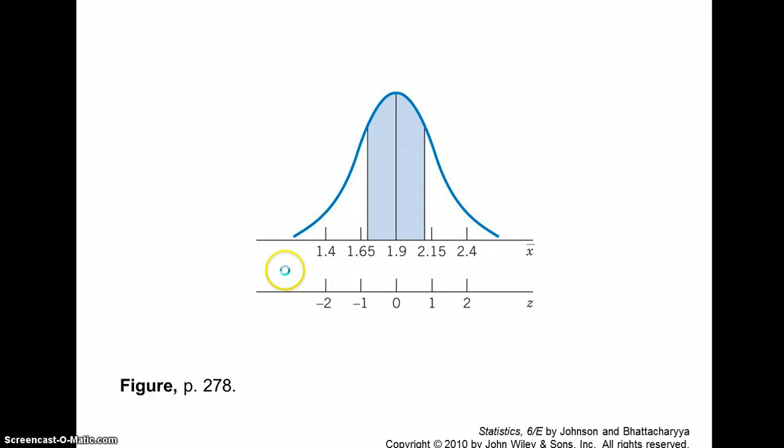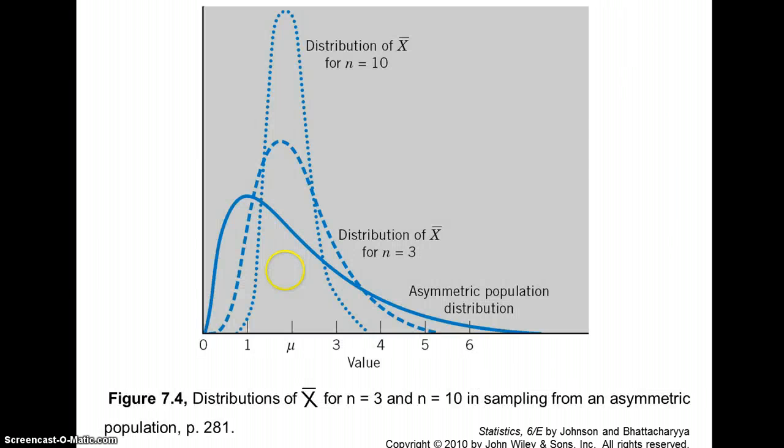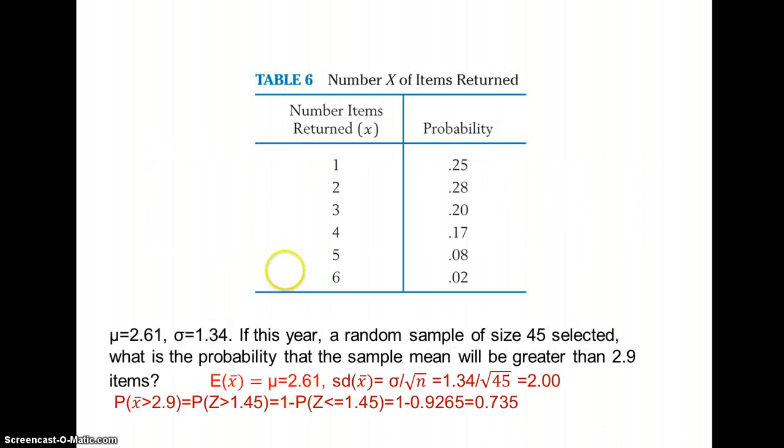So let's calculate that. I have here the standard deviation, this is the population standard deviation. If I want to find the standard deviation of the sample mean, that would be the population standard deviation divided by square root n, and the sample size is 45, so divide by the square root of 45 and do the calculation. I got 0.2. So this is the standard deviation of the sample mean.